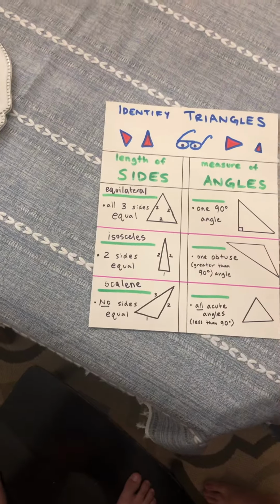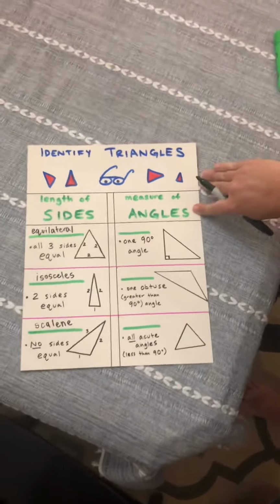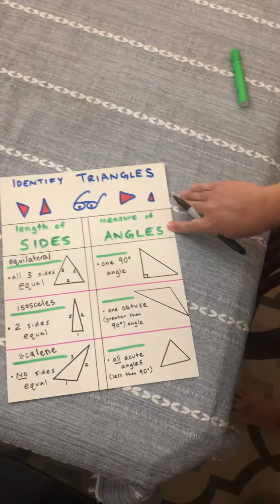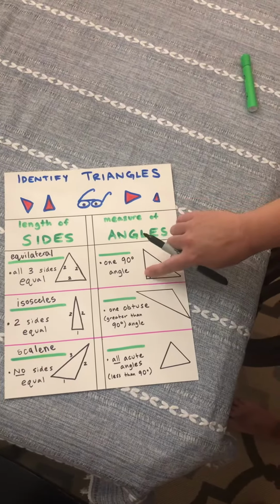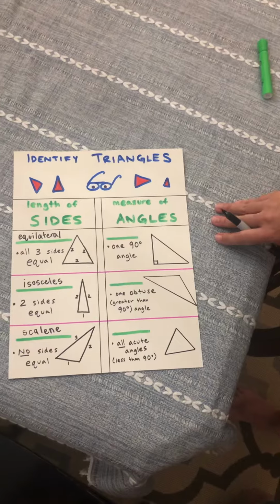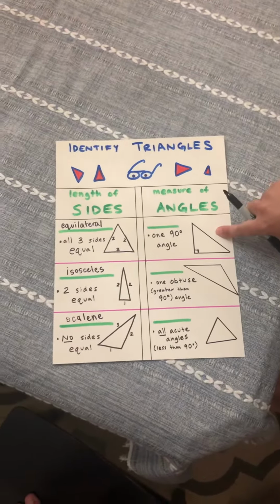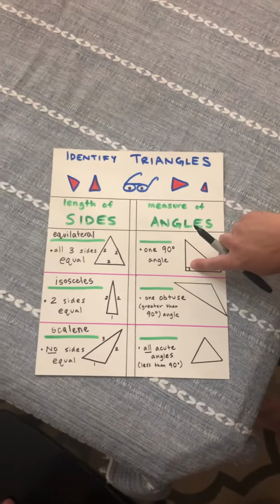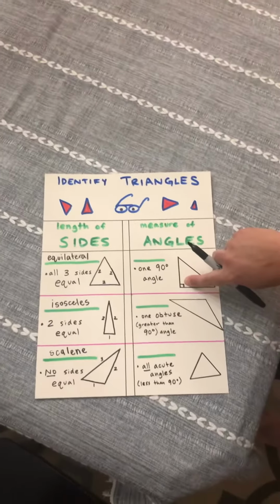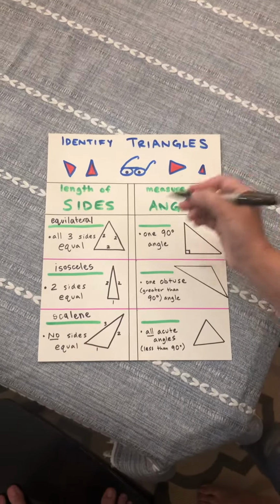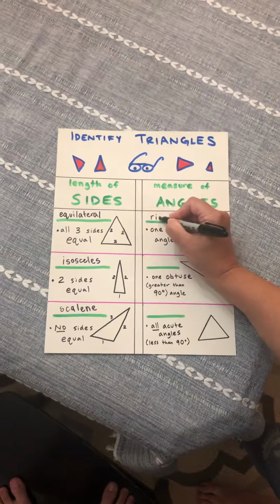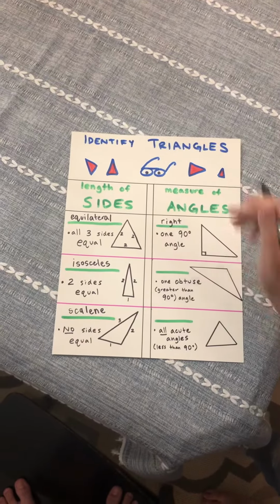All right, let's move on to the other way that we can describe triangles, the measure of their angles. This is inside the corners of all of these angles. As long as this kind of triangle here has just one 90-degree angle, one right angle, we call that a right triangle. Easy, huh?